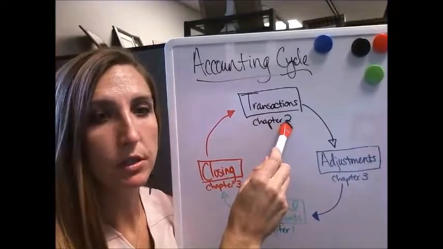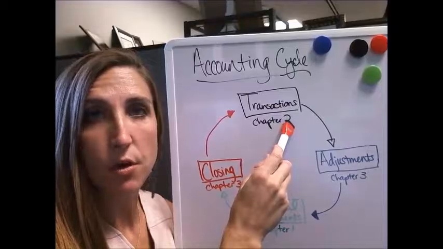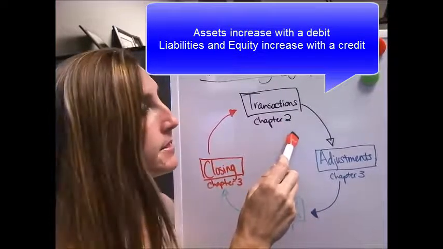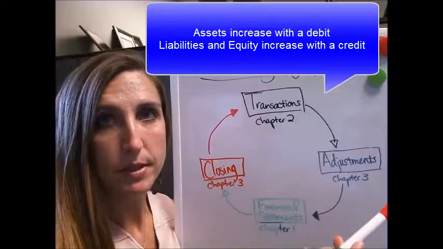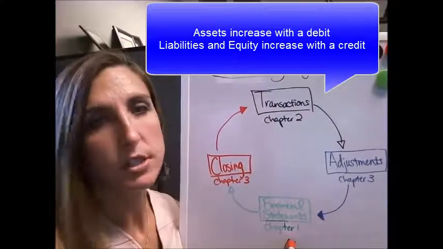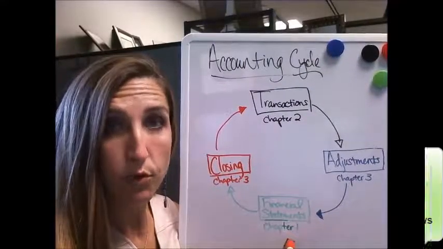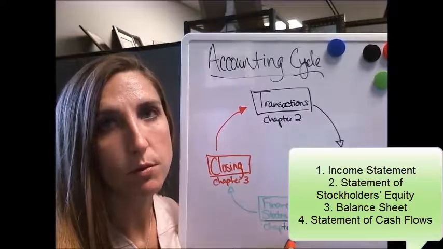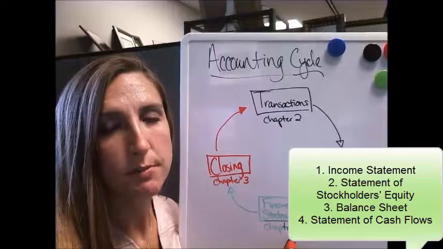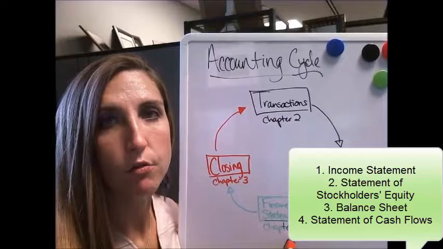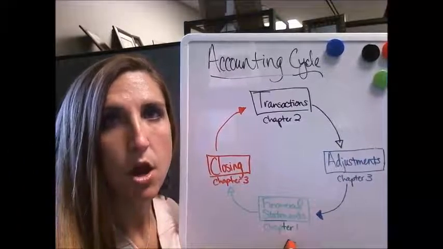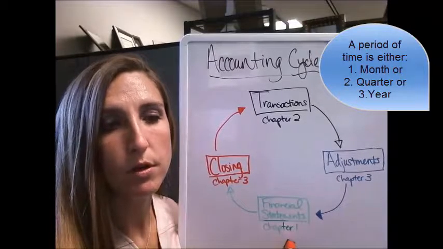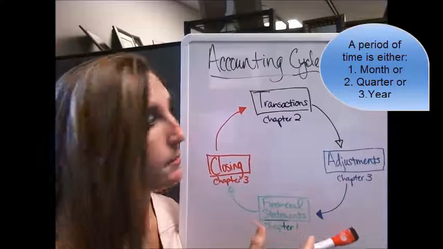In Chapter 2, you really learned the first thing you need to know for the accounting cycle, how to record transactions, how to record debits and credits on everything that happens. You also learned in Chapter 1 the 4 financial statements. Your income statement is first, your statement of stockholders' equity is second, your third statement is the balance sheet, your fourth statement is statement of cash flows. All of those statements are for a period of time. That's really important. Except for the balance sheet, it's at any point in time.